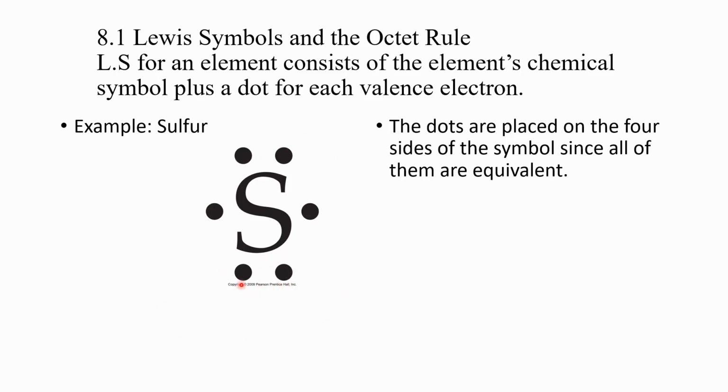Now each valence electron is represented by a dot, so the dots are placed on the 4 sides of the symbol, since all of them are equivalent. You must distribute them in this way, so they are on all 4 sides of the atom.